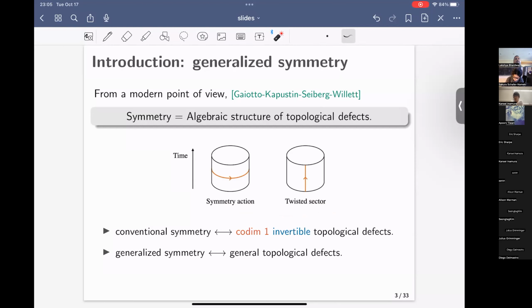And from this point of view, the conventional symmetry can be understood as the symmetry generated by codimension 1 invertible topological defects. But more generally, we can consider more general symmetries generated by more general topological defects, and such symmetries are called generalized symmetries.